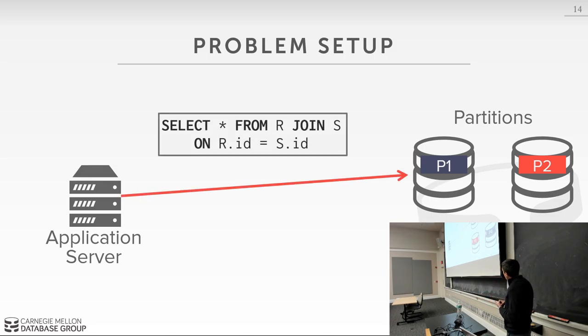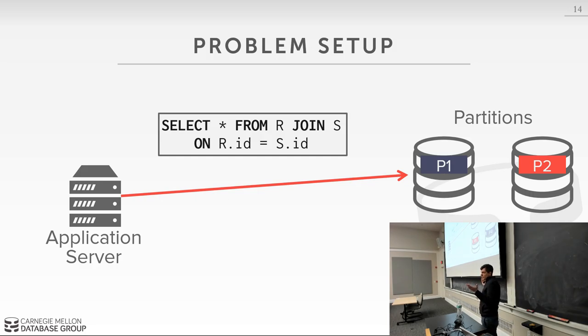So we have some application that wants to issue a query here, just join R and S on some foreign key relationship. Like before in a transactional workload, where we would always have one node designated as the base partition or the home partition, we're going to have the same thing here. A query is going to show up at one node, and it's in charge of communicating and coordinating with the other nodes to get the query executed. And then it'll return the result back to the application.